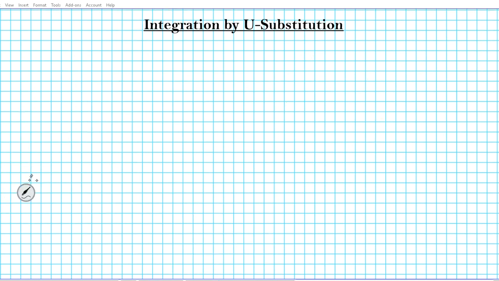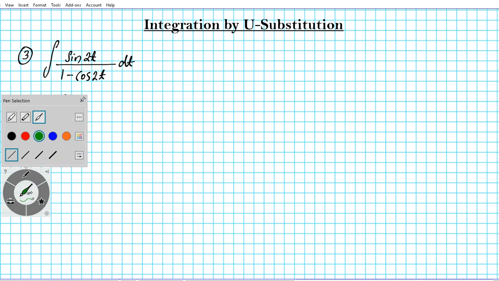Alright, now let's go ahead and take a look at question number 3 on how to integrate using the U substitution method. So let's say we want to evaluate the integral of sine of 2t divided by 1 minus cosine 2t dt. Alright, to get us started, let's go ahead and refresh our memory on what the formula is for integration using U substitution.